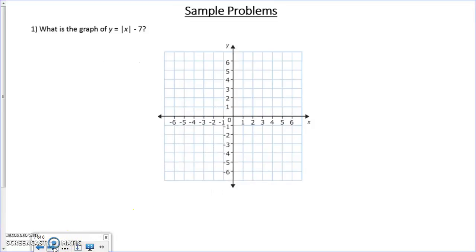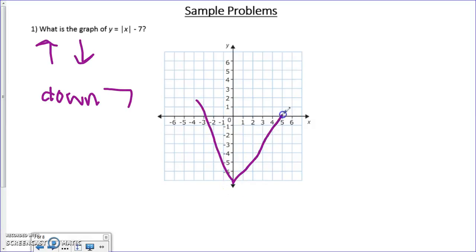Let's do a couple of problems. What is the graph of y equals the absolute value of x minus 7? All we have to think here is there are no numbers added or subtracted inside the absolute value, so we don't have to think opposite. Outside the absolute value, it's going to be up or down. So we see minus 7, so we're going to translate it down 7. The absolute value starts at 0, 0, and we're going to go down to 0, negative 7, which would be right here, and we would just draw. Obviously, when you do it, you're going to have a better drawing than this. So this would be the absolute value of x minus 7.